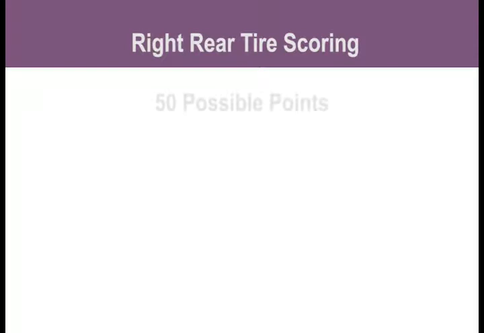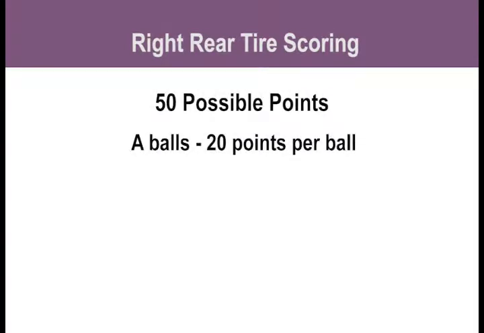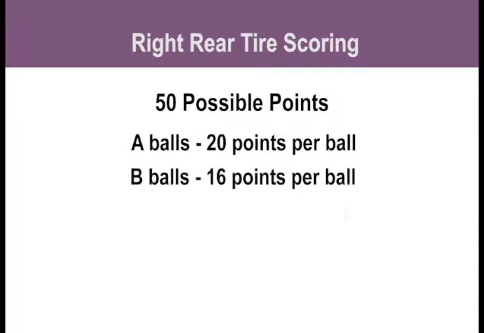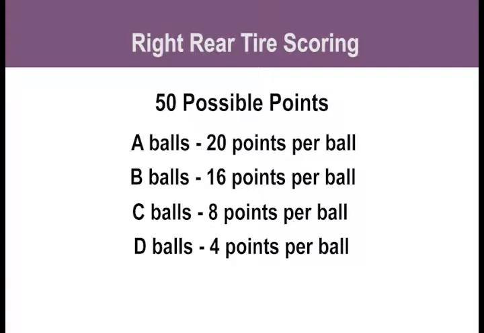The contestant can achieve 50 points on this obstacle. The deductions in points will depend on which balls are touched according to the following. A balls, 20 points per ball. B balls, 16 points per ball. C balls, 8 points per ball. D balls, 4 points per ball. And E balls, 2 points per ball.